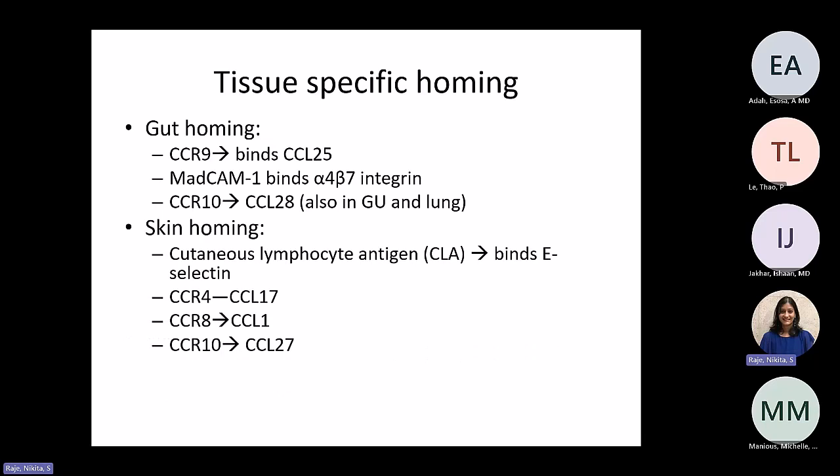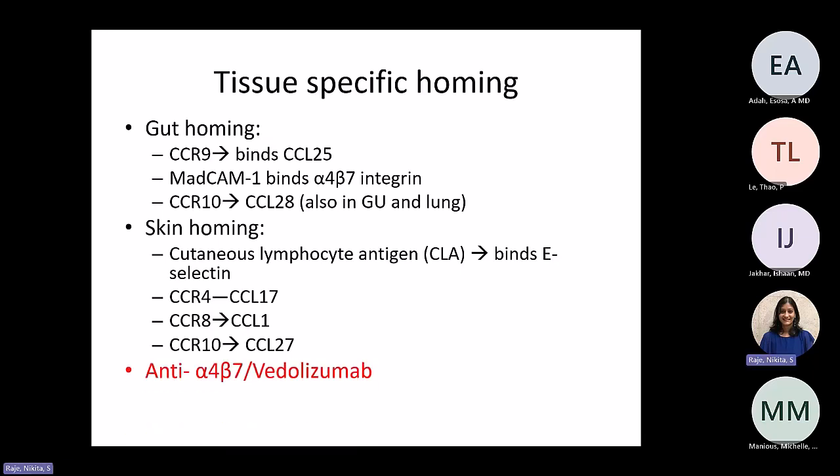Similarly, in the skin, there are cells that express cutaneous lymphocyte antigen or CLA. That is a selectin ligand that can bind to E-selectin. So the cells that have CLA on it will bind to the endothelium with E-selectin in it, which is in the skin. Also, cells with CCR4, 8, 10 will be attracted towards chemokines CCL17, CCL1, CCL27, where they end up in the skin.